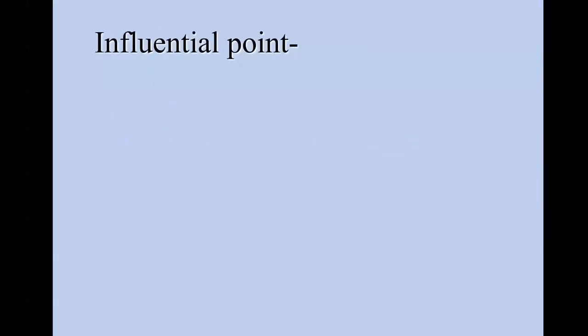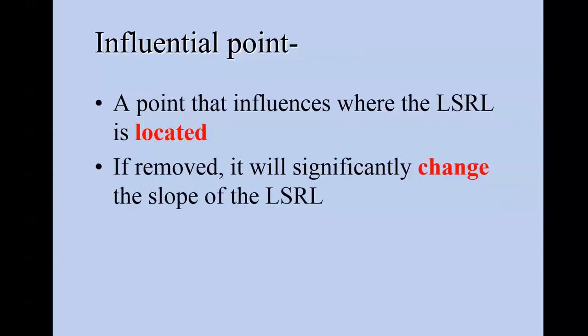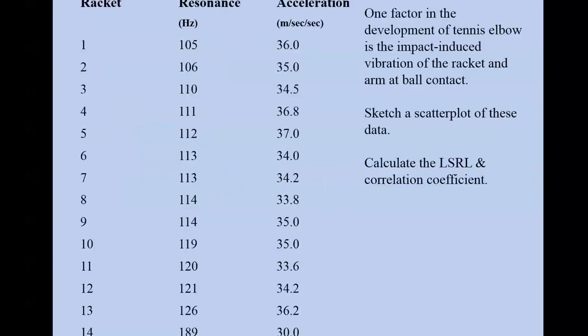In another sense, just because it's an outlier doesn't always mean it's influential. We have an influential point. This is a new concept for us. An influential point is a point that influences the location of the LSRL, changes the slope from positive to negative, something like that. And the way we identify a point as influential is we remove it and see if it significantly changes anything about our line.